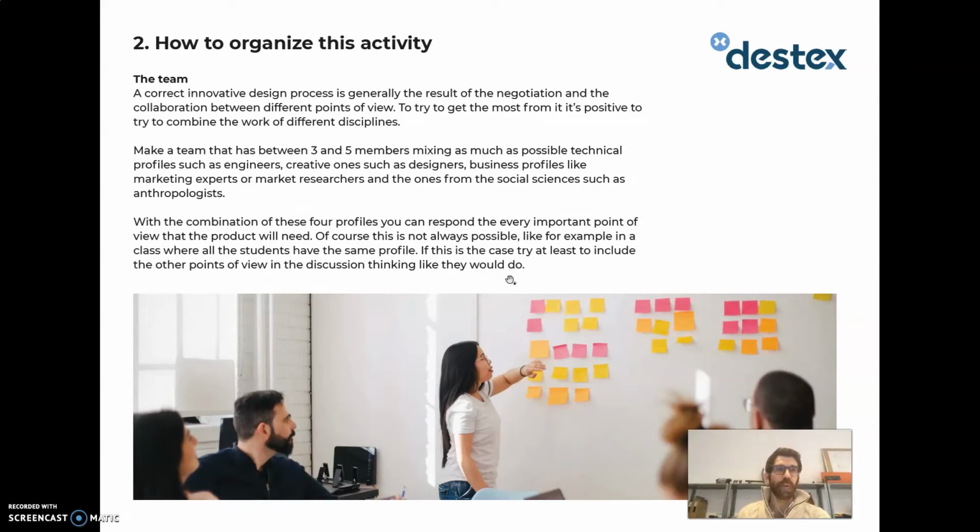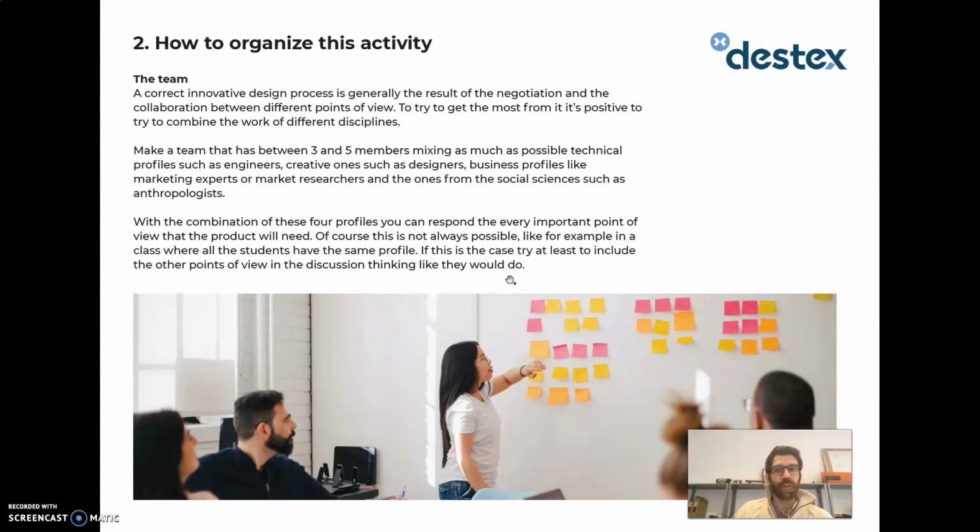Mixing as much as possible different profiles, such as technical profiles like engineers, creative ones like designers, for example, business profiles like marketing experts or people from the business area of the company or the organization, and market researchers like the ones who, for example, come from the social sciences field, like an anthropologist. With the combination of these four profiles, you can respond to any important aspect that you will have to take into account in the project.